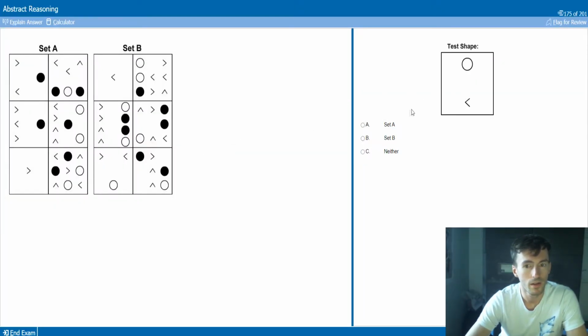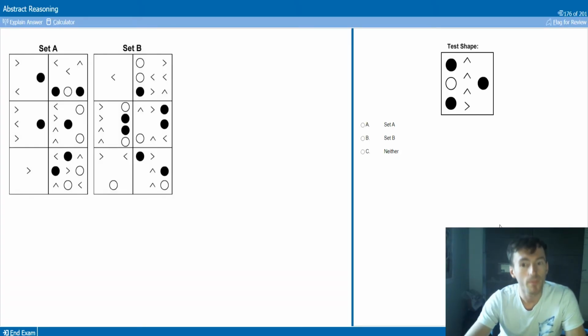Okay, this will be neither, because in set B the white circle makes the crocodile go to the left, and in set A the white circle makes it face down, so this must be neither, because this white circle here is making the crocodile face to the right, which just does not follow any of the rules.